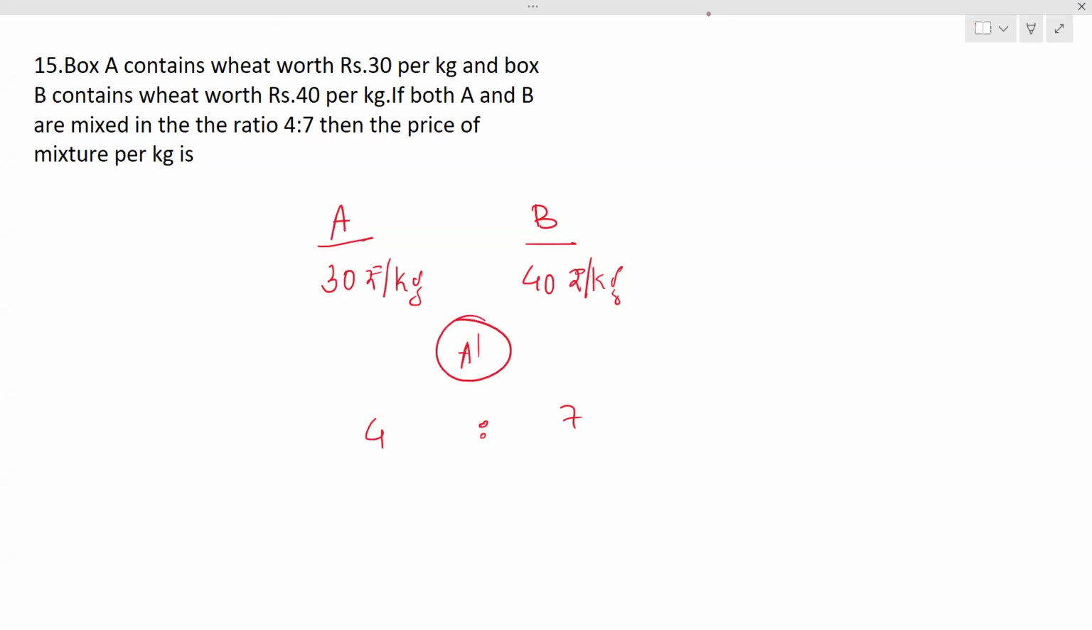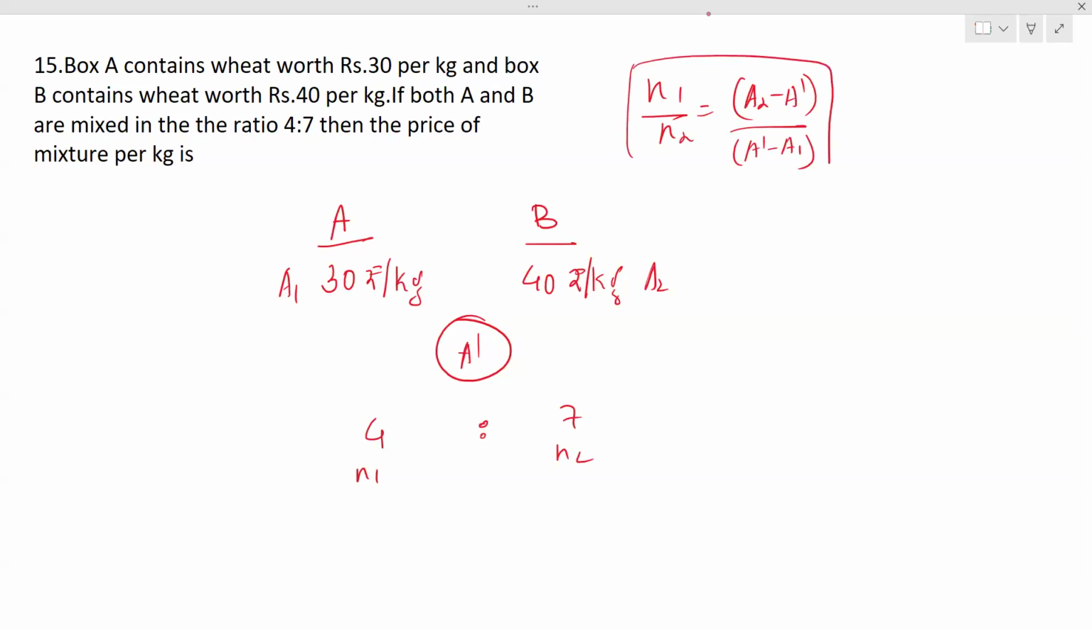Now, what is given to me? N1 value is given, N2 value is given, A1 value is given, A2 value is given. Can I apply that formula? Yes, I can. N1 upon N2 is equal to A2 minus A dash divided by A dash minus A1. Sir, I don't want to do this. No, you have to go about it like this. Sir, can't you tell me the alligation method? No, here you have to reverse engineer the alligation method to calculate the combined average. Let's apply and see what we get.